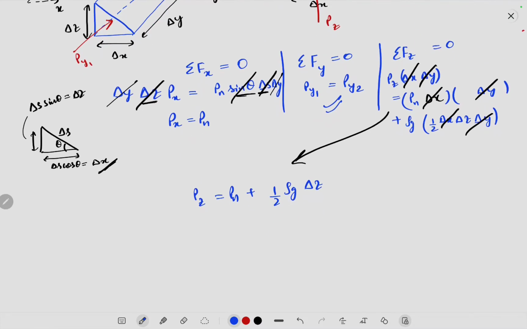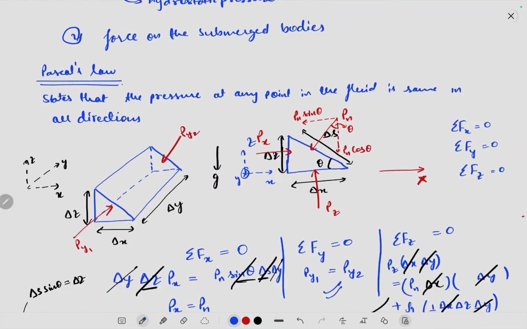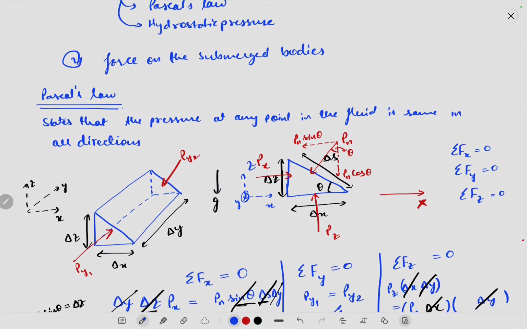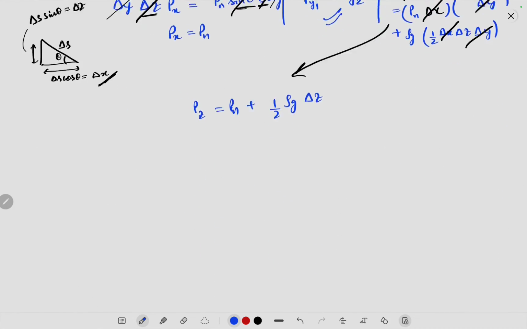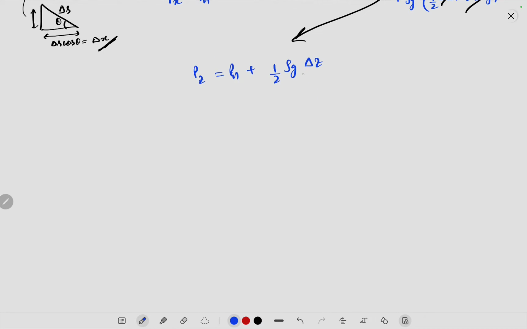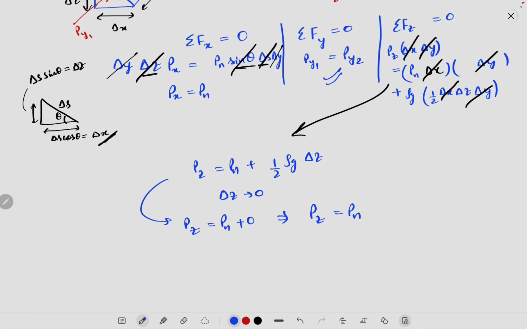Now since in fluids we wanted to understand whether the pressure acting along all directions is the same for a point fluid element, this delta z will approach 0. So this expression would become Pz equal to Pn plus 0, which is simply Pz equal to Pn. So the first thing we got from here is Px equal to Pn, the second thing Py1 equal to Py2, and the third thing is Pz equal to Pn.